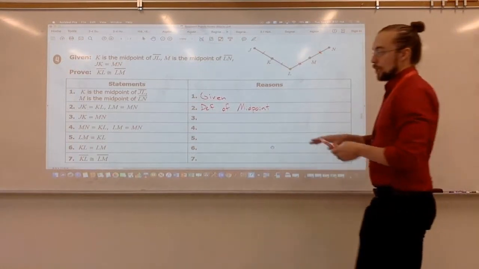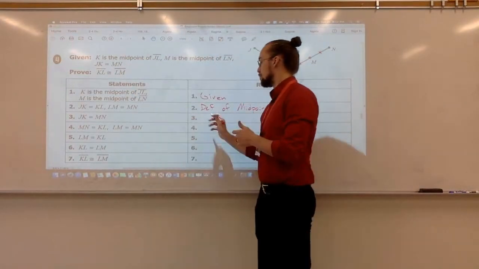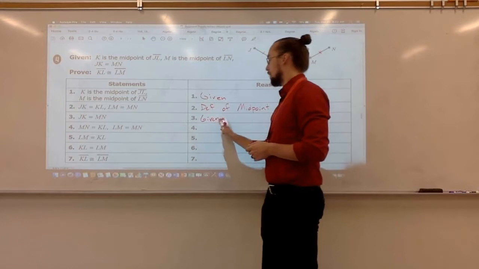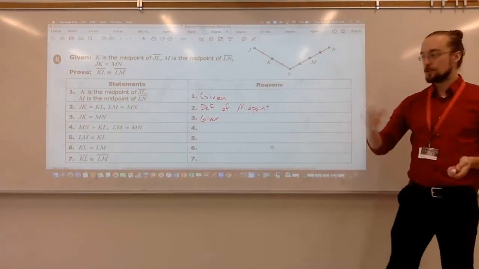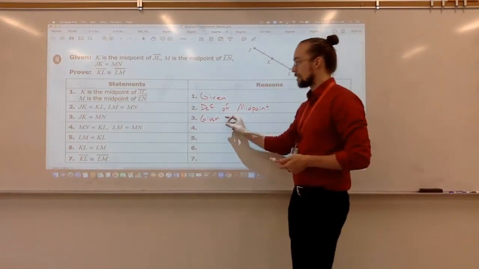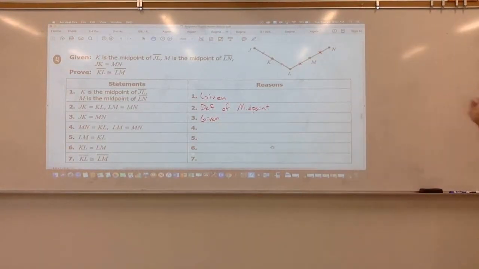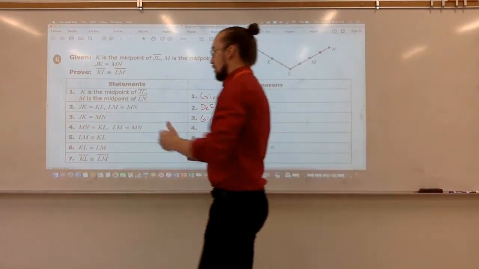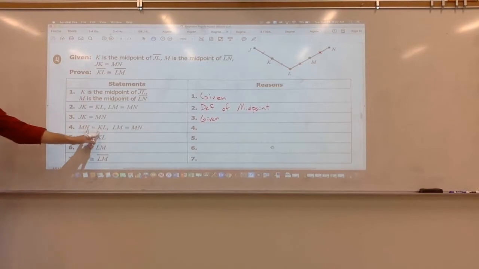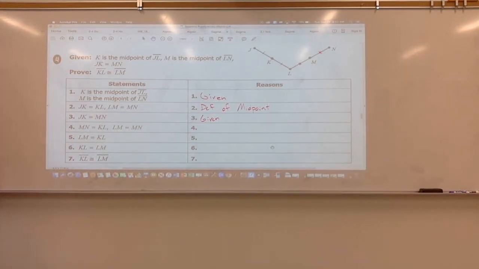Now I think number 3 messed with a lot of people. We're given number 3, right? We're given JK is equal to MN. So in this case, since we were given a bunch of information, they said, well, let's take the first part, figure out what we can conclude from that. Then we'll take the second piece of given information and figure out what we can conclude from that. So there is actually another given line in this proof. Then they say, well, I can now claim that MN and KL have the same length, and LM and MN have the same length. How can I state that?